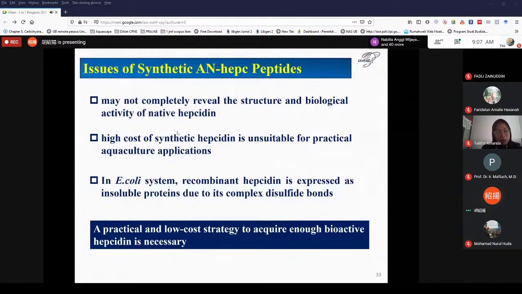And why do we need to produce the hepcidin peptide? Because synthetic peptides, first, cannot completely reveal the structure or biological activity of native hepcidin. Second, the cost of a synthetic peptide is quite high, so it's unsuitable for practical use in aquaculture. And in the E. coli system, hepcidin is expressed in an insoluble form due to its complicated disulfide bonds. Because of these issues, producing enough bioactive hepcidin is necessary. So we started to think how to deal with these issues.